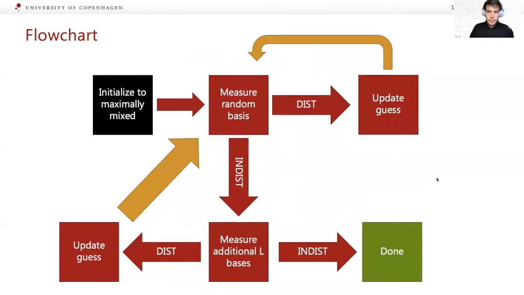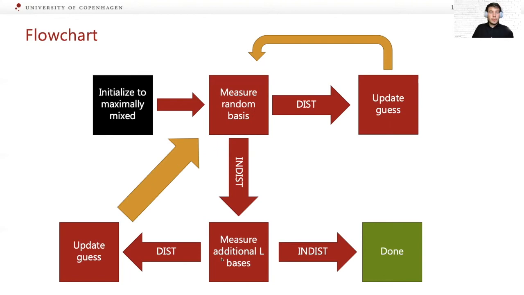Now, more precisely, the algorithm follows the following flowchart. As I mentioned before, we start with the maximally mixed state, and then we measure some random basis. If the histograms of the statistics of our guess and the state are distinguishable, look different, then we can just update the guess with the rule I mentioned before. However, if they're indistinguishable, then it means that with some probability, the Hilbert-Schmidt distance of the two states was small. However, it could be the case that we were just unlucky and that particular basis didn't lead to a good way of distinguishing the two states, even though they are still quite distinguishable.